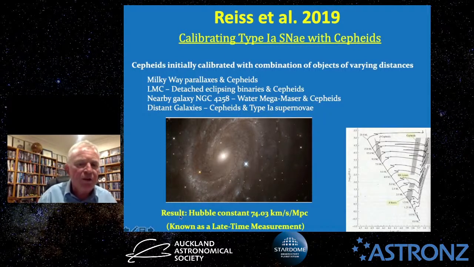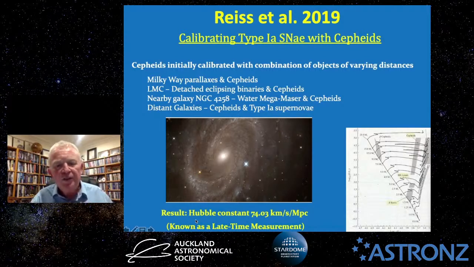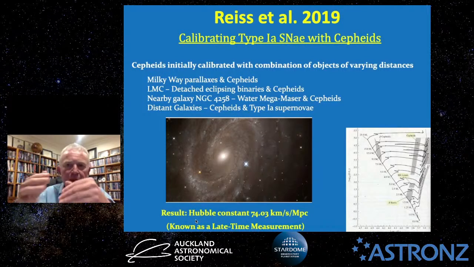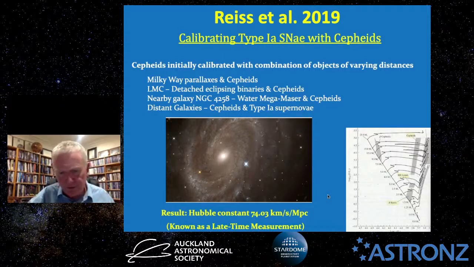Now you might say, well, what was their result? Their result came back as the Hubble constant, they said, was 74.03. There's some error in there, and we'll talk about that later, but 74.03 kilometres per second per megaparsec. In other words, for every megaparsec, which is 3.26 million light years, the space is expanding 74.03 kilometres per second. So that's how they quote the Hubble constant. As I mentioned, that's a late time measurement. So remember that, roughly 74.